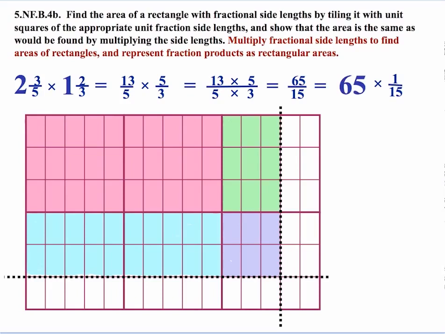So the 65 is actually 65 of these 1/15ths. We have 65 15ths. Each one of those 1/15ths is actually an area amount, and again there's 65 of those in the total diagram. And again, keep in mind that the dimension of each one of these is 1/3 by 1/5.